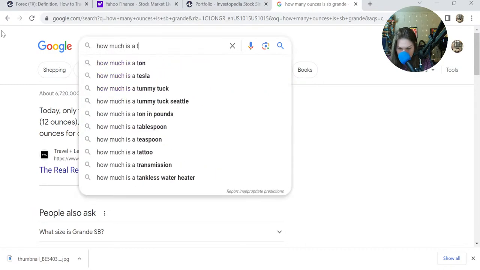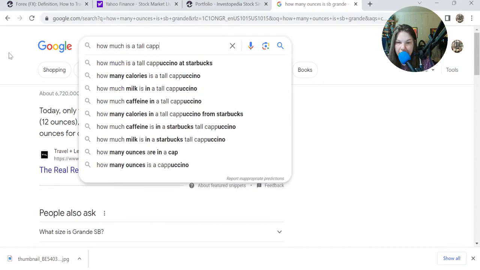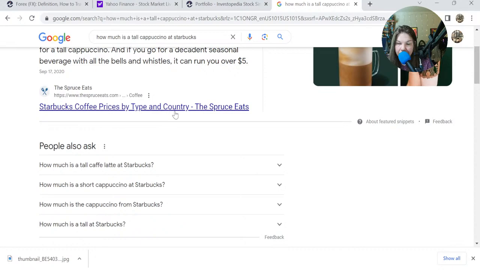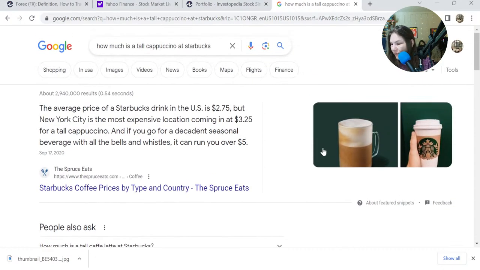How much is a tall cappuccino at Starbucks? The average price of a Starbucks drink is $2.75, but New York is the most expensive at $3.25. So this cup of coffee would have cost at least $2.75 on average. This coffee right here cost me under $1. If you include the glass, we paid $20 on Amazon for two of them, so you can get the cup relatively cheap. Add a dollar for the next 20 cups and it still costs less than a Starbucks. Make it at home, guys.